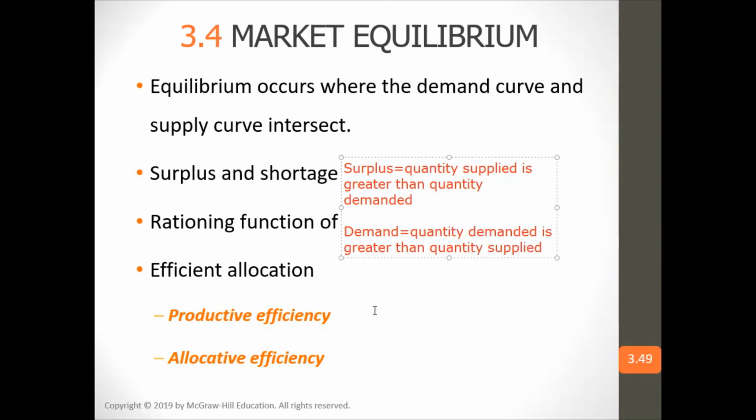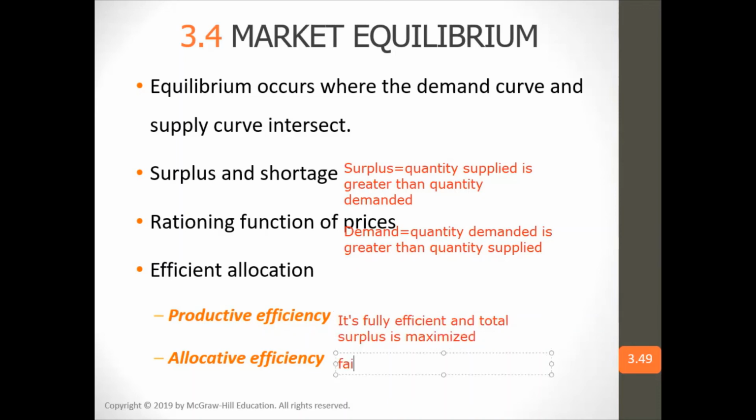And then efficient allocation. Productive efficiency is when it's fully efficient and total surplus is maximized. And then allocative efficiency is when it's fair, basically. Fair and efficient.